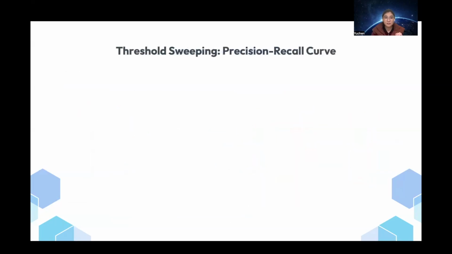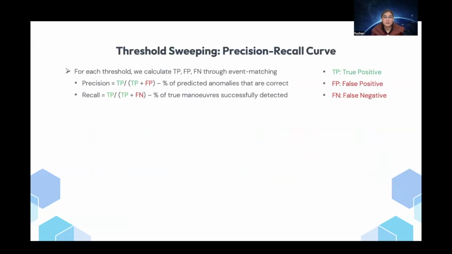Using this event matching method, we can calculate precision and recall for any given threshold. Precision tells us what percentage of our predicted anomalies were actually correct. Recall tells us what percentage of true maneuvers we were able to detect. Since there's always a trade-off between those two, higher recall often means lower precision and vice versa.